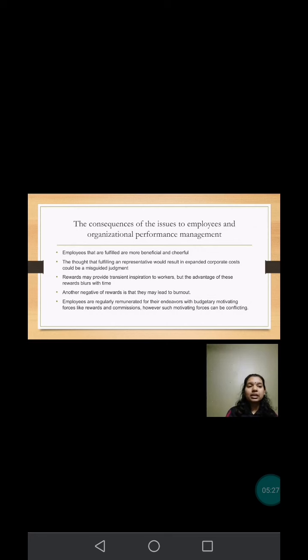Fourthly, another negative of rewards is that they may lead to burnout. Rewards and other money-related motivating forces are commonly utilized to remunerate employees who work past typical hours. People may work long hours, nights, and weekends in an attempt to extend their chances of obtaining rewards, but this will lead to feelings of exhaustion. Exhaustion can result in issues such as morale and efficiency loss per hour when on the job.